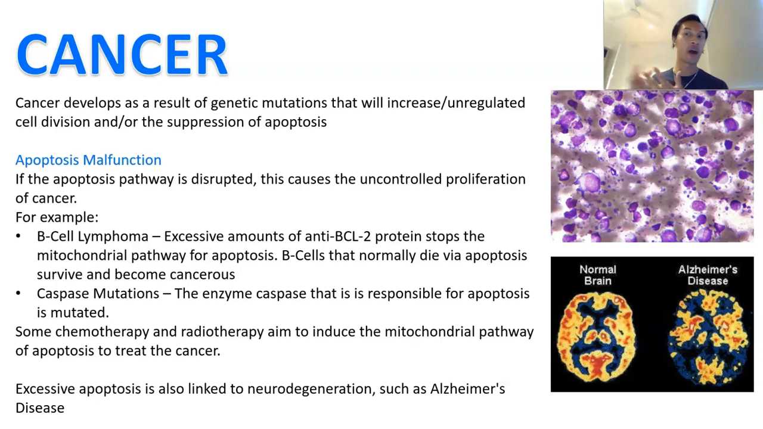Now, on a slight side note, excessive apoptosis is also really bad because, for example, it can be linked to neurodegenerative diseases like Alzheimer's, right? So here's a picture of a normal brain, and then here is a picture of brain and nerve cells undergoing too much apoptosis, and the nerve cells are dying when they're not really supposed to be dying, and you get things like memory loss and loss of function of motor skills, etc.